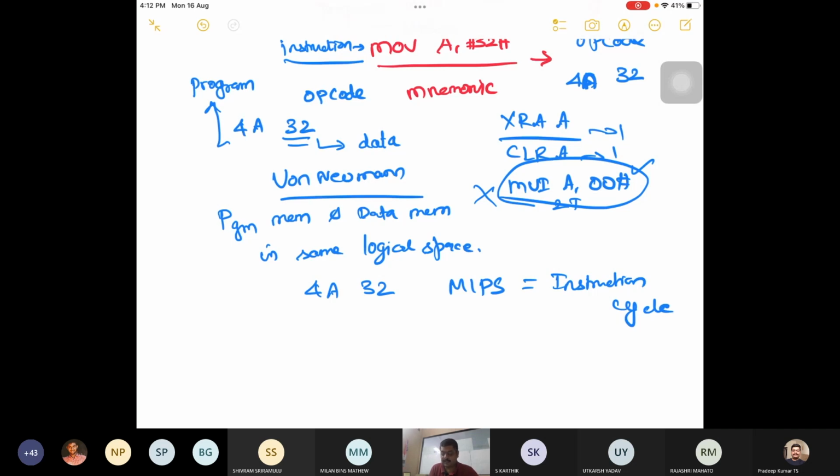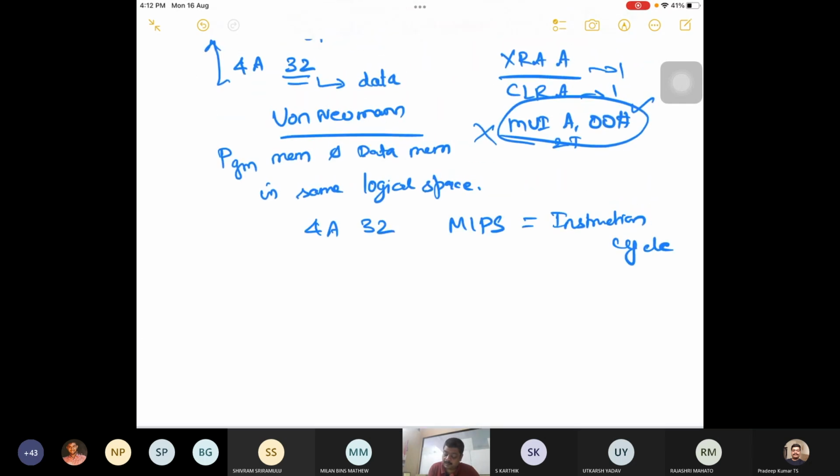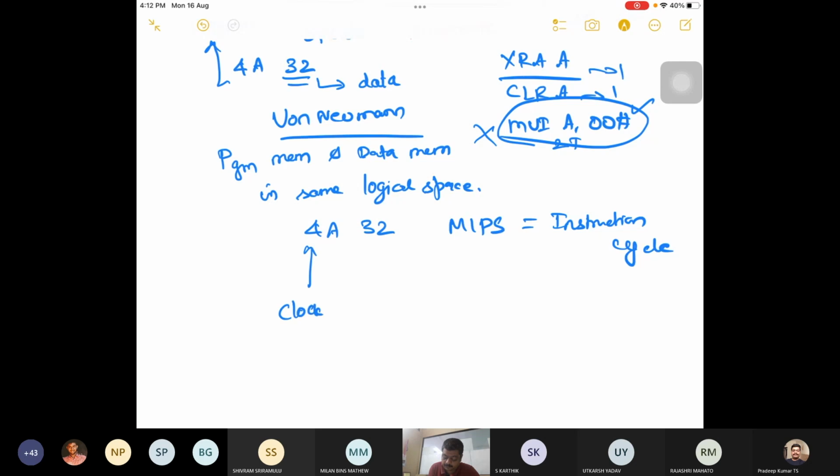In that case, we have to apply a clock to fetch. So clock 1 and clock 2. We need 2 clocks to access program memory and data memory for a single instruction. So one instruction, but 2 types of memory are used: program memory and data memory. You need 1 clock signal for data memory, and 1 clock signal for program memory.